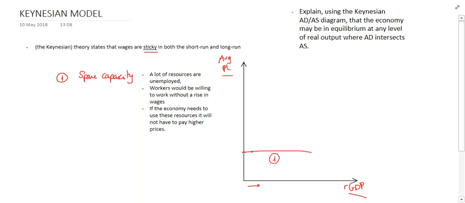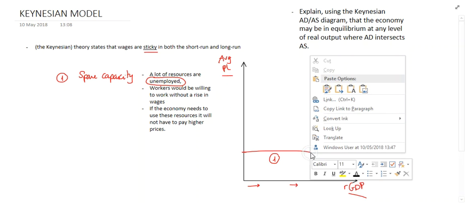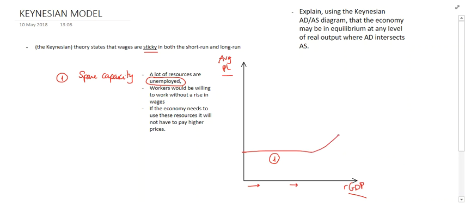And this happens when the output of the economy is so well below the full employment level that almost all resources are unemployed. So that's why spare capacity is characterized by unemployed resources. Now, as we move closer and closer to a higher output level, resources start getting employed. As resources are getting employed, this means that they are becoming scarcer and scarcer. So the firms would have to pay higher prices to employ these resources.